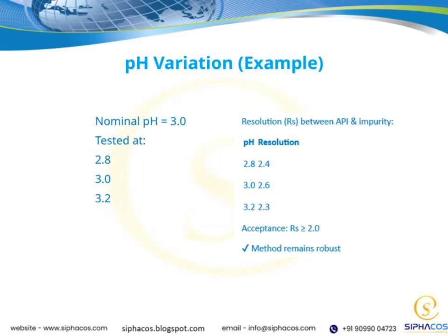Let's take a closer look at this example of pH variation. The nominal pH, which is our target or expected value, is 3. Now, to understand how sensitive our system is to pH changes, we tested it at several different points around this nominal value. Specifically, we looked at pH levels of 2.8, 3, and 3.2. What this tells us is that even small shifts in pH, just a 0.2 unit difference, can be examined to see how they impact our results or system performance.